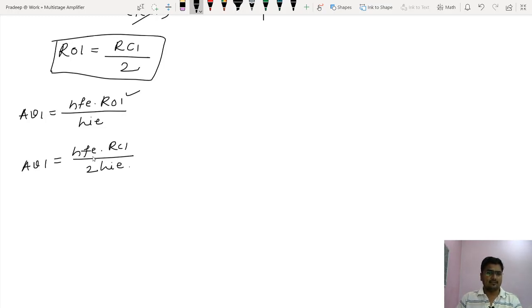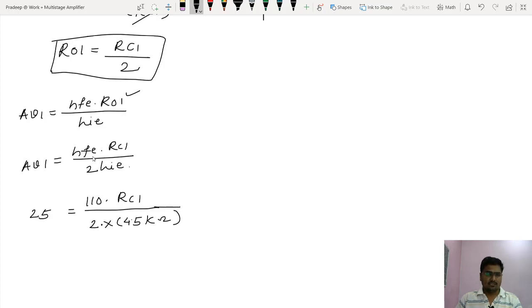Now what is the value of AV1? AV1 is 25, which is given. What is the value of HFE? It is 110, given. What is the value of RC1? That's what I need to calculate. Then what is the value of HIE? It is 4.5 kilo ohm.